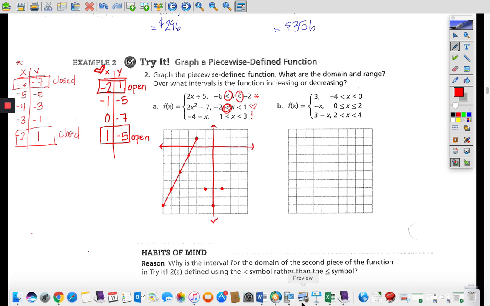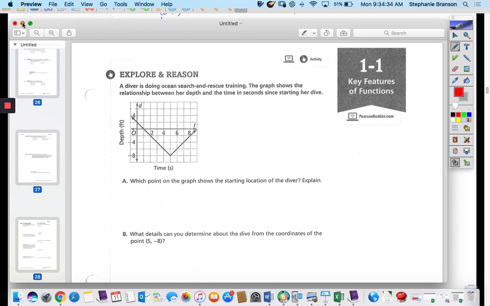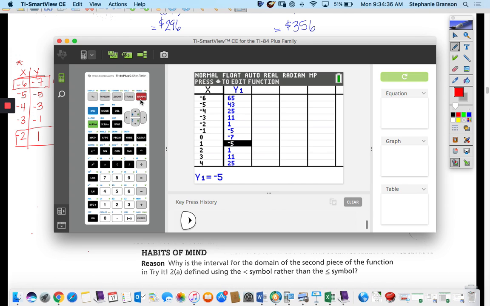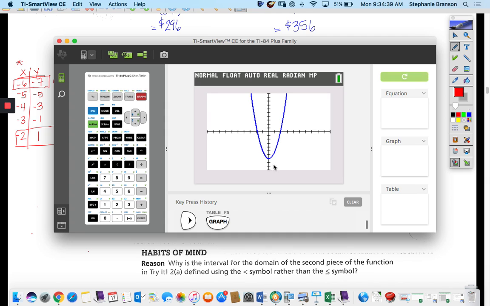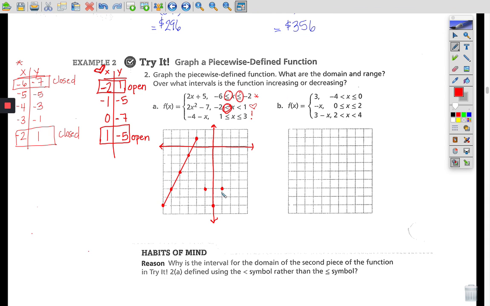Let's see what the shape of this graph will look like. Alright, obviously we're not graphing the whole thing because we stop here at 1. So do you see what it should look like? Kind of like a parabola, just not the whole thing. So we know we're stopping right here. And what did I do wrong right here at 1, negative 5? What kind of circle should that have been? Open circle. So that portion of the graph should look something like this.